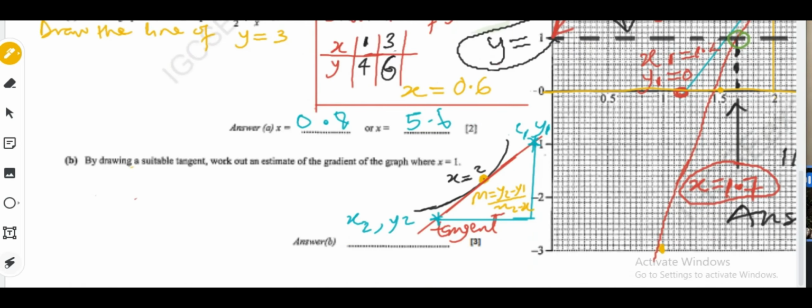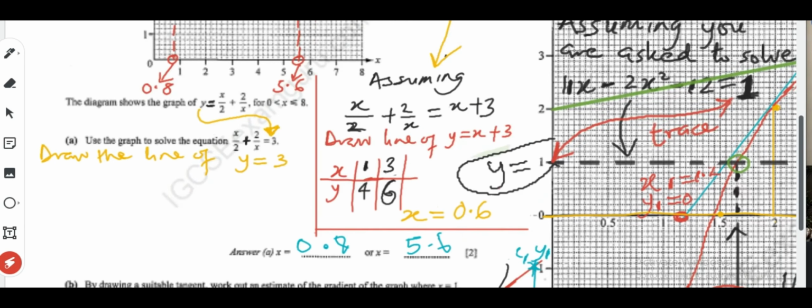Please, the last question for this one. Read it out. By drawing a suitable tangent, work out an estimate of the gradient of the graph where x is equal to 1. Where x is equal to 1. Do you know what to do?